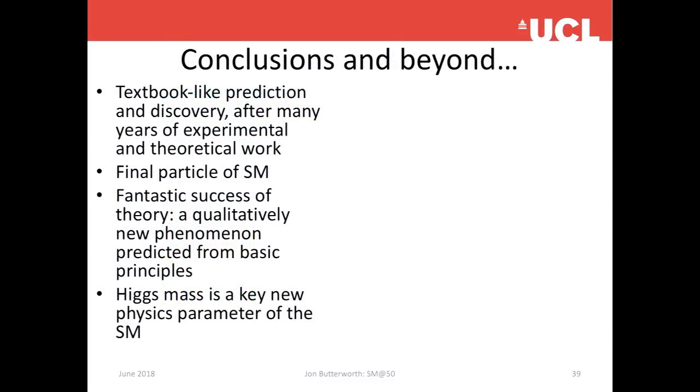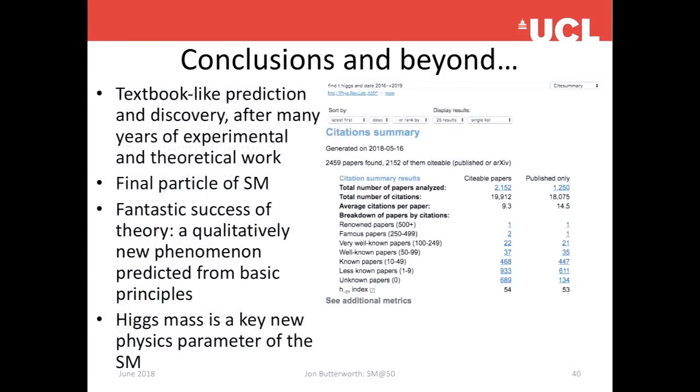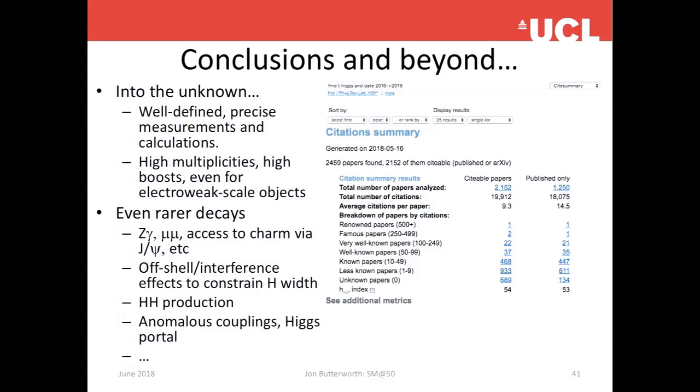Conclusions and beyond, then: it was a textbook-like prediction and discovery after many years of experimental and theoretical work. Textbook-like, I think, actually means incredibly rare. I don't think science really does work that way very often, but never mind. It's the final particle of the standard model. Anything else we find is beyond. It was a fantastic success of the theory, a qualitatively new phenomenon predicted from basic principles, and the Higgs mass is a key new physics parameter of the standard model. And I guess that's reflected in the number of times that word appears in citations on Inspire.